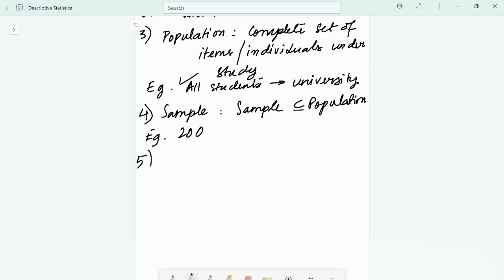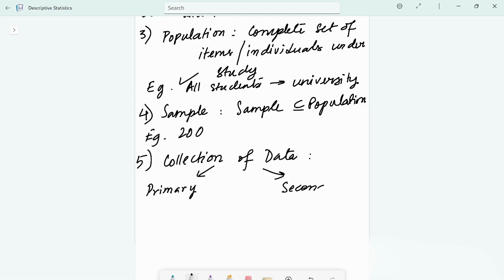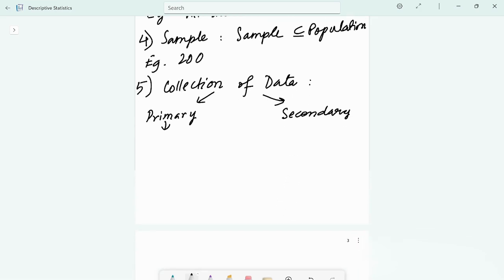Now, coming to our next topic, which is collection of data. There are two main sources to collect the data. One is primary data, and the other is secondary data. What is primary data? Data collected firsthand. For example, you are collecting the data, which is firsthand, like you are the researcher for a specific purpose. This is known as primary data collection.